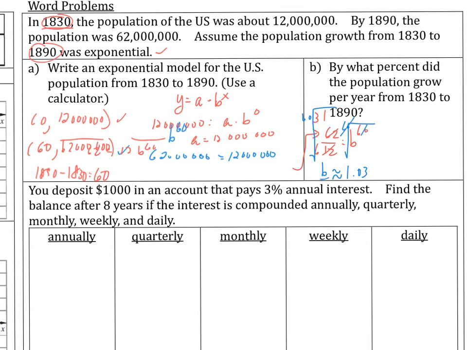And part B, by what percent did the population grow per year from 1830 to 1890? So since b is about 1.03, we can say that the growth factor is equal to 1 plus 0.03. So therefore, we have to read this as 3%. So this is the answer for part B, and this is the answer for part A.